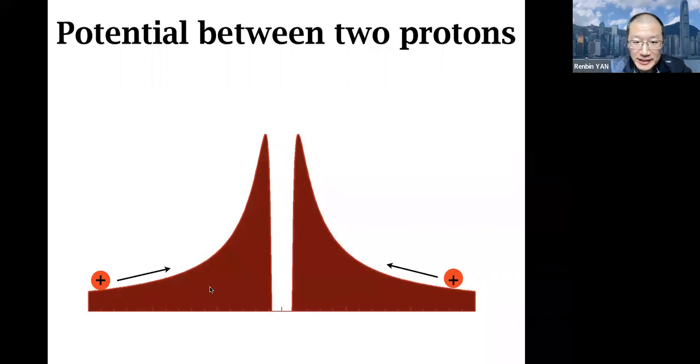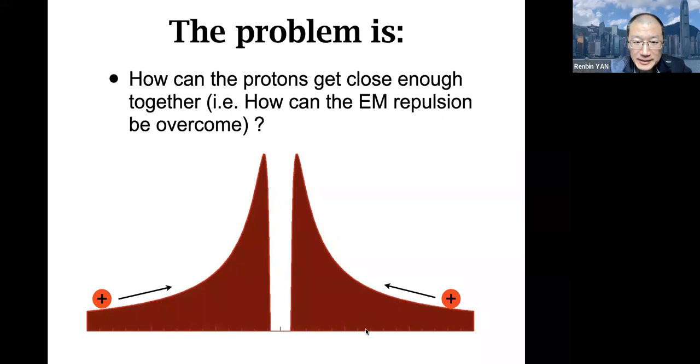So initially they were feeling this repulsion between each other, the electric force trying to push them apart. But then when they get close enough, they would overcome the electric repulsion, and then start feeling the attractive force and go towards each other, go together. So how can the protons get close enough together? How can the electric repulsion be overcome?